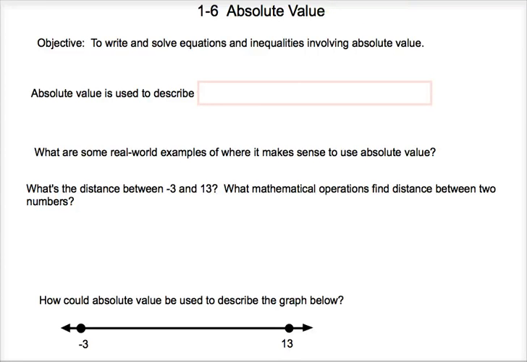Alright, today we're going to discuss lesson 1.6, which is on absolute value. We're going to write and solve equations first, and the second part will be writing inequalities involving absolute value.